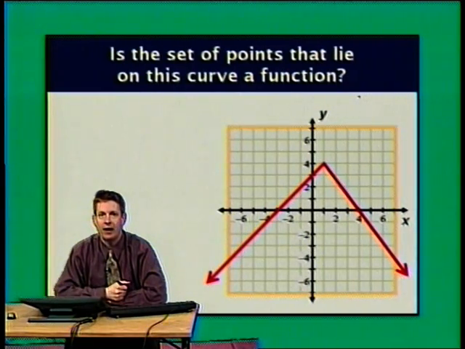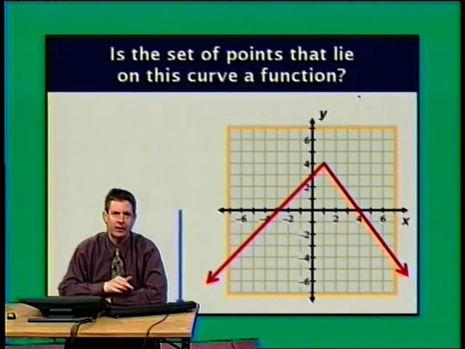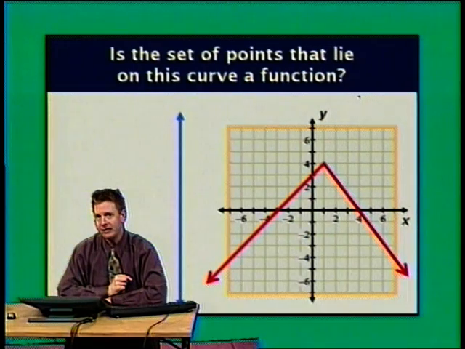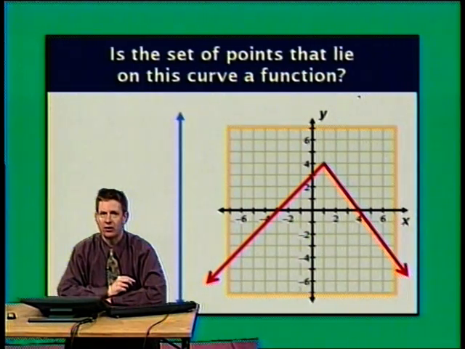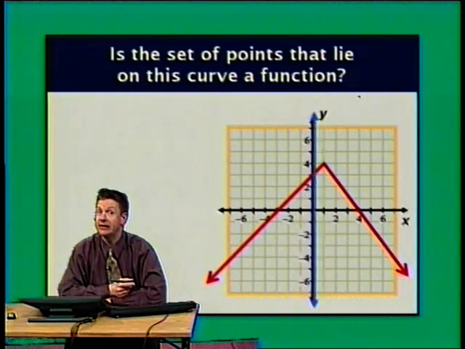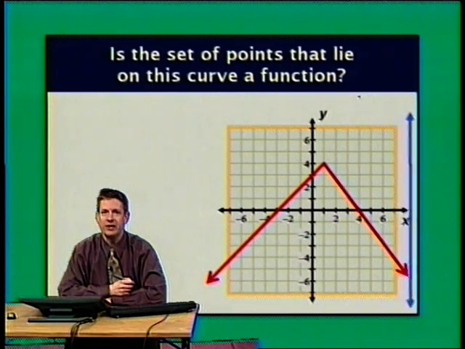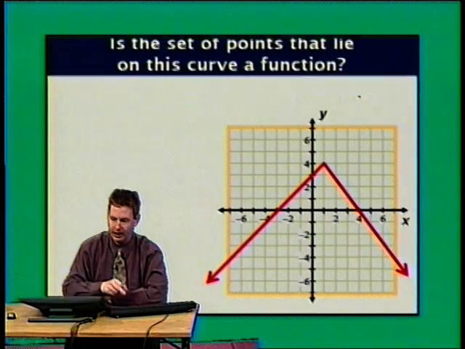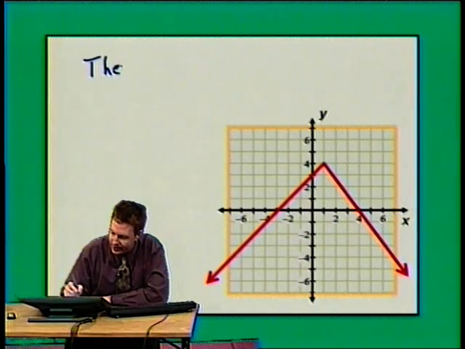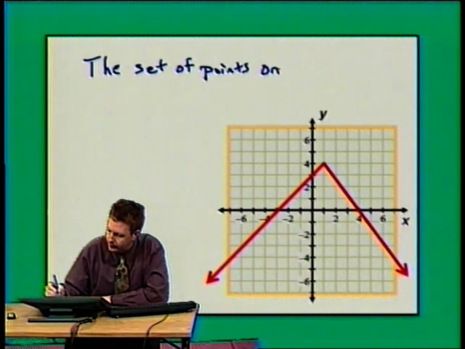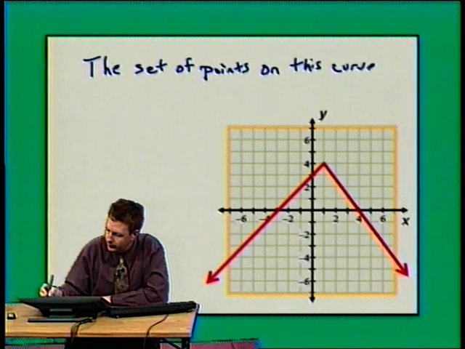How about the set of points that lie on this curve? Well, again, let's get out our handy-dandy vertical line, and let's pass this vertical line across the graph. And let's see if the vertical line ever intersects the curve in more than one point. And I think you can probably see a little faster than this line is moving, that no vertical line is going to intersect this curve in more than one point. Consequently, there are no 2 points on this curve that have the same first coordinate. Consequently, the set of points on this curve is a function.